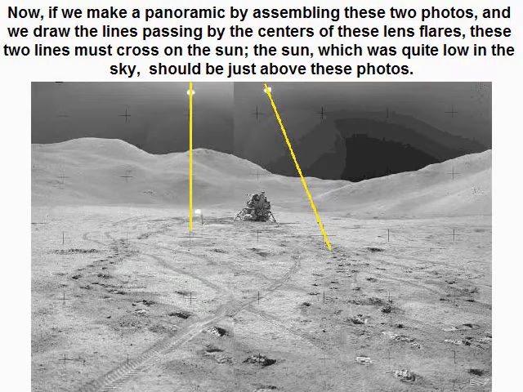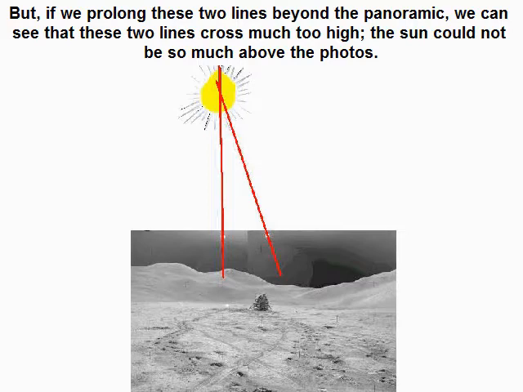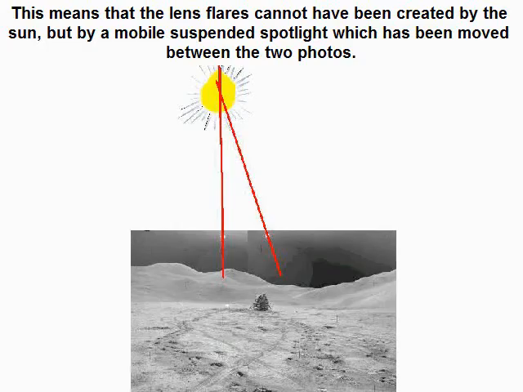Now if we make a panoramic by assembling these two photos and we draw the lines passing by the centers of these lens flares, these two lines must cross on the sun. The sun, which was quite low in the sky, should be just above these photos. But if we prolong these two lines beyond the panoramic, we can see that these two lines cross much too high. The sun could not be so much above the photos. This means that the lens flares cannot have been created by the sun, but by a mobile suspended spotlight which has been moved between the two photos.